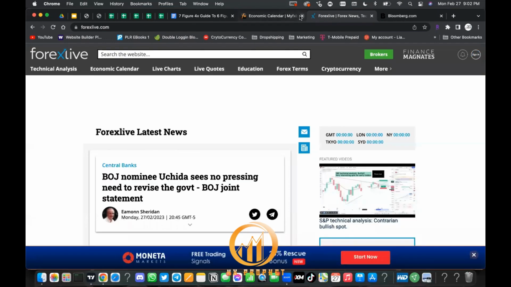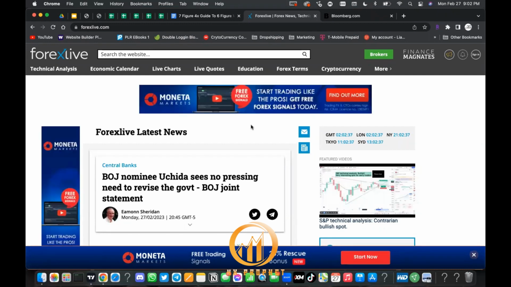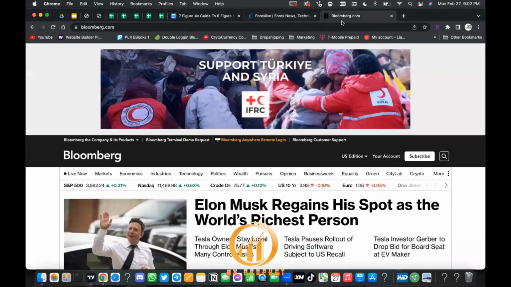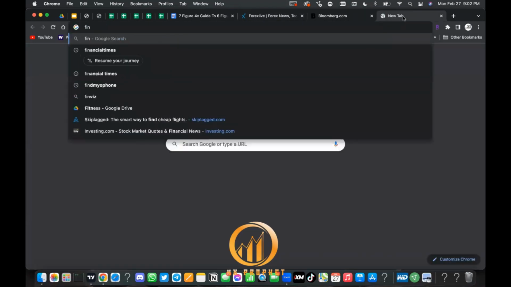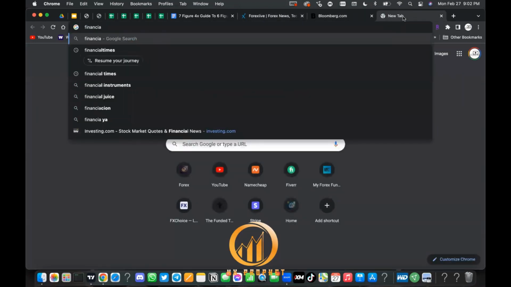Now, next thing is you do want to pay attention to headline news. Do not forget that headline news is number one when it comes to fundamentals, because this is what you're going to be looking at more than staring at an economic calendar all day, because that doesn't change. Headline news sites like forexlive.com, Bloomberg, you have Financial Times. I paid for this once, but to be honest, I didn't really need it because I have other news sources. Oh, my bad, it's ft.com.